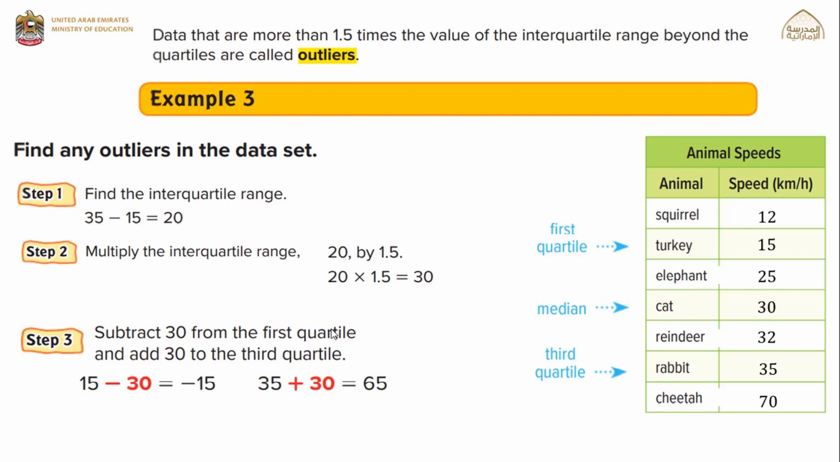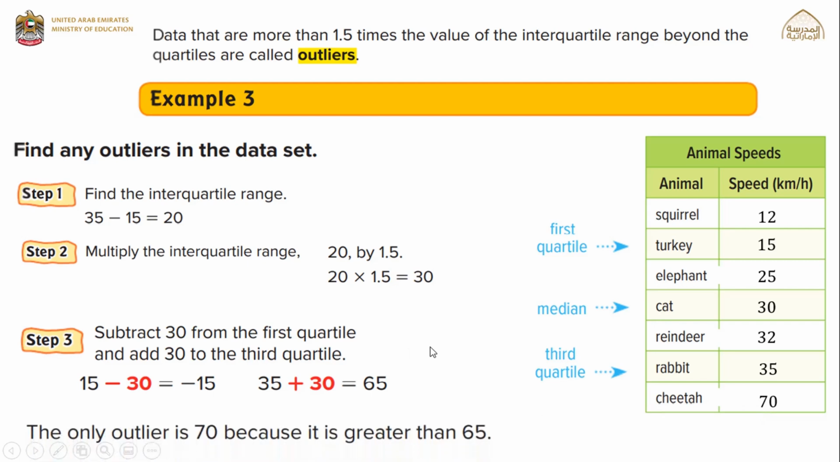Now the outliers are any values that are less than negative 15 or greater than 65. Well, we have no values less than negative 15, but we have only one value that is greater than 65. So 70 is the outlier of this data, and it's the only outlier.